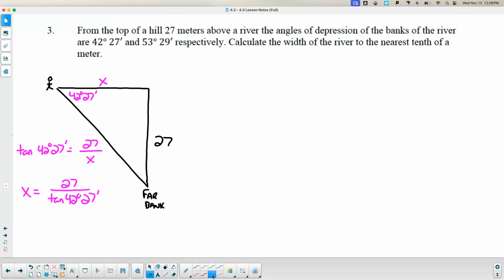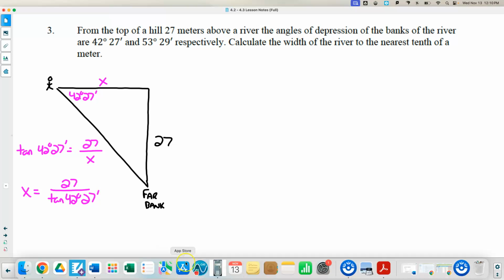Now, you've got two options. One, you can convert 42 degrees, 27 minutes into decimal degrees. Two, you can forget about the 27 minutes altogether. Okay? One of those is a good idea. One of those is a horrible idea. Okay? All right? Now, I'll give you a third option.